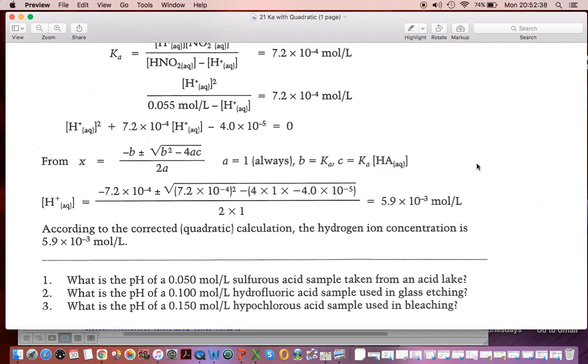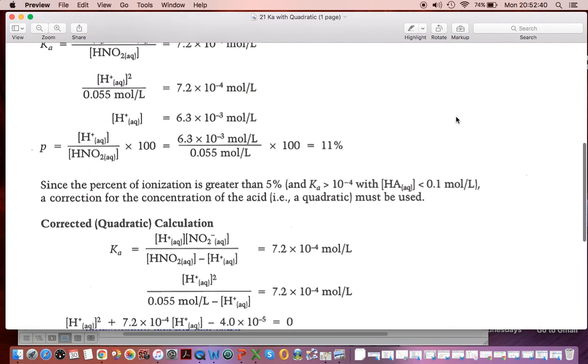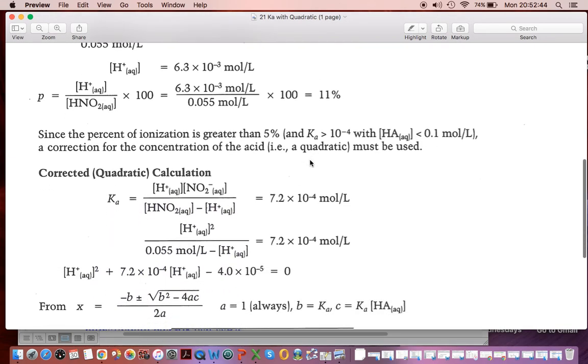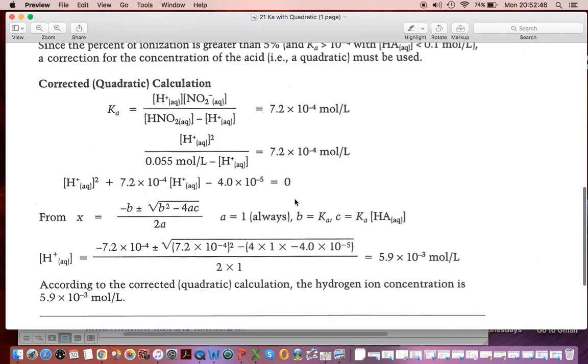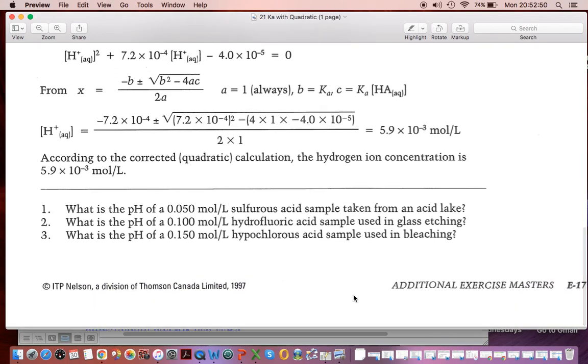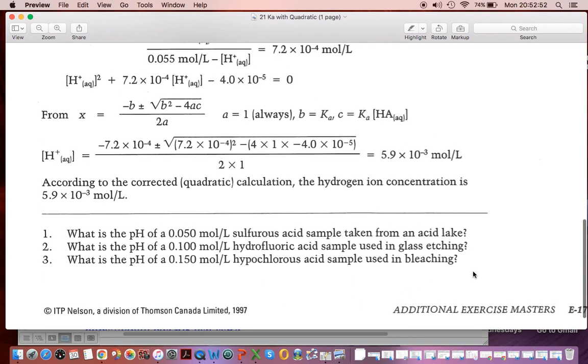So this is not a formal assignment. You can just read through it, and then you can ask questions about the difference between uncorrected and the corrected quadratic calculations. And it says, hey, here are some samples you can do for practice.